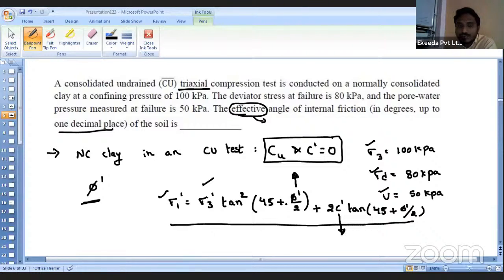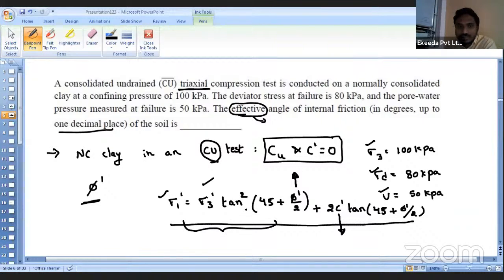But if you don't know that in a normally consolidated clay, in a consolidated undrained test, your c dash is equal to 0, then you will think that sufficient data is not given, and you will enter some answer and think that you will get some marks. But if it is a normally consolidated clay and the experiment is conducted as a CU test, then your c dash is equal to 0.